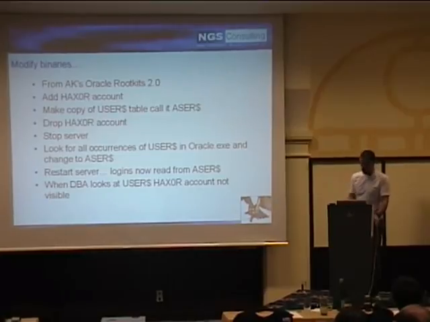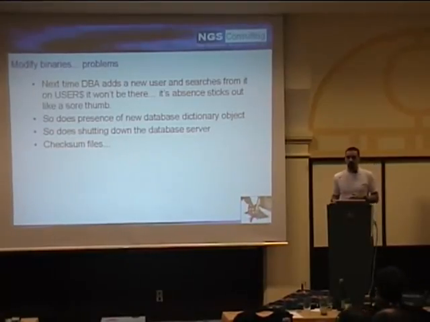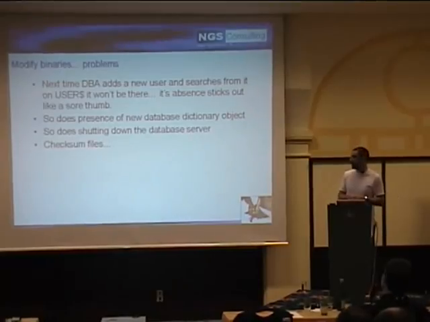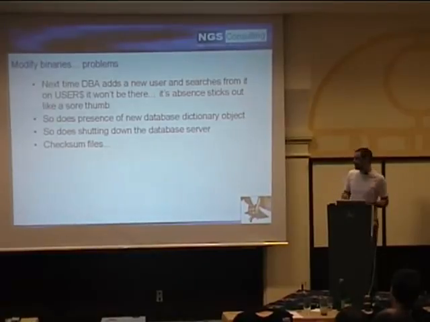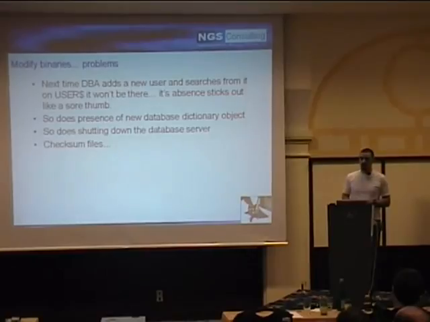Well, there are a lot of hoops to jump through there, obviously. But one of the obvious reasons this will be easily spottable is that the next time the DBA adds a new user account and does a regular check on user$, he'll think, wait a minute, I just added an account. Where is that account? It's not showing in the user table. So it sticks out like a sore thumb, as does the presence of a new data dictionary object, as does shutting down and restarting the database server. If your DBAs don't notice that, you should fire them and get new DBAs. And of course, we can check some of the OS files themselves.